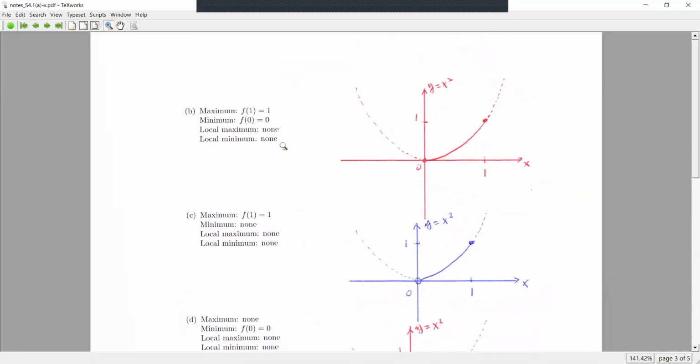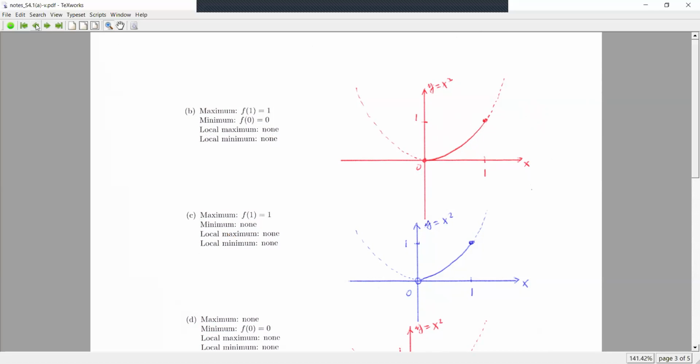About local maximum. This point, locally, is maximum. But this point is an endpoint. The book doesn't consider an endpoint as a local maximum by convention. So the answer is no local maximum over the interval 0 to 1. And similarly, no local minimum over the interval 0 to 1.